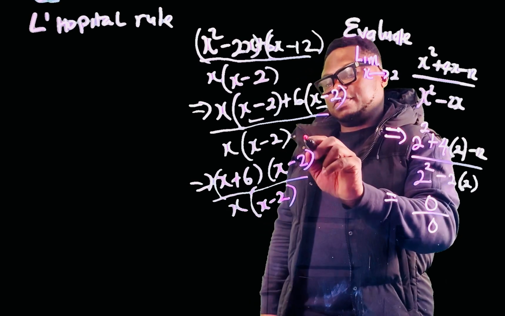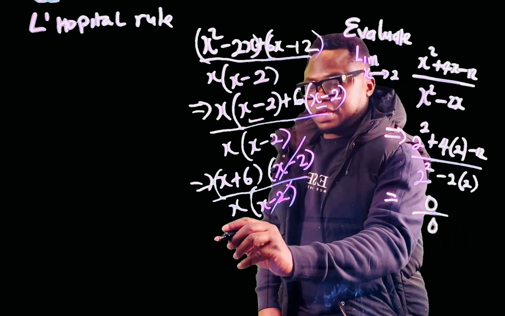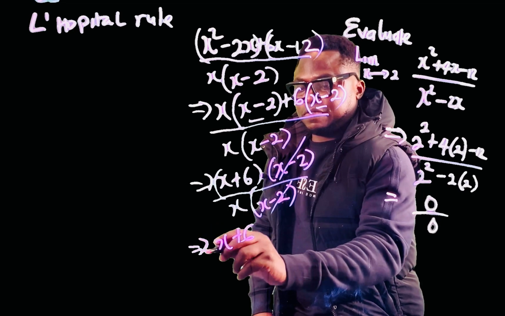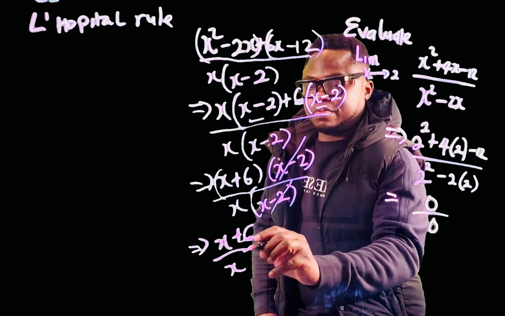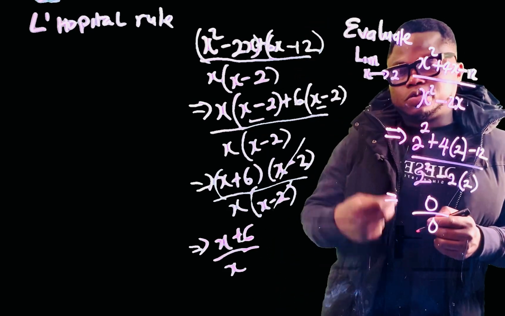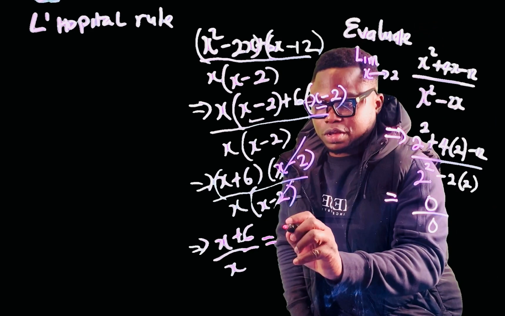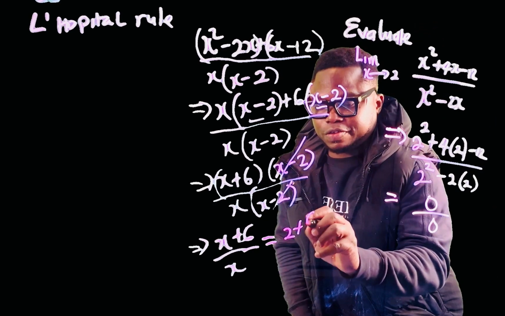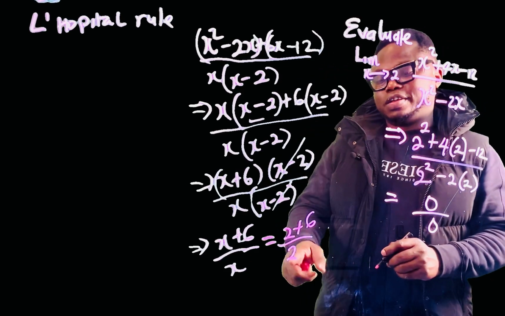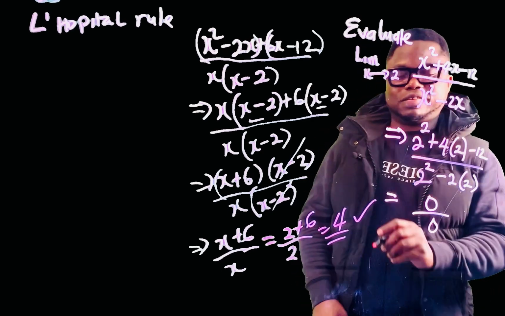So in this case, this is going to cancel out this. I'll have x plus 6 divided by x. Now, I'll come back to here where limit is x tends to 2. So I'm going to replace x again with 2. So I'm going to say 2 plus 6 divided by 2. Remember, 2 plus 6 is 8. 8 divided by 2 is going to give me what? 4. So this becomes the answer.